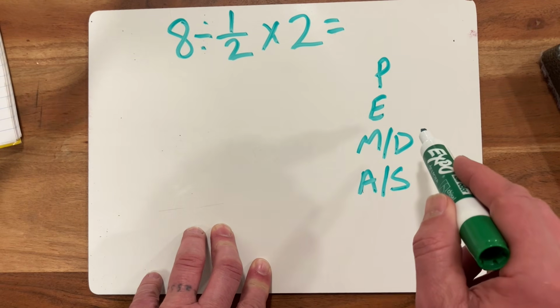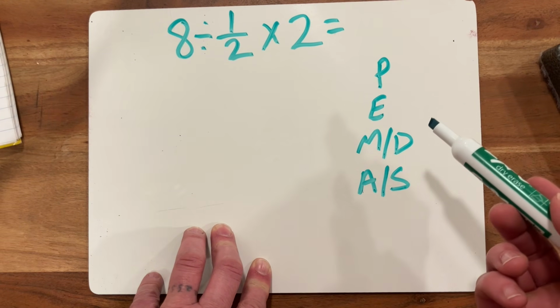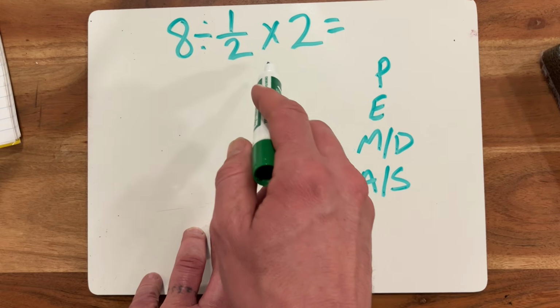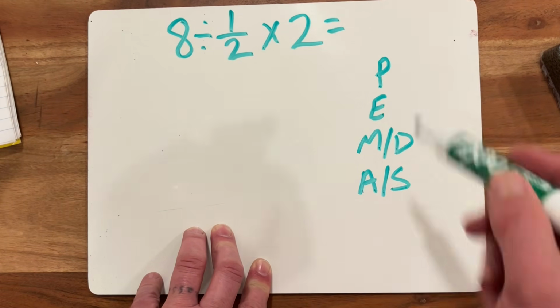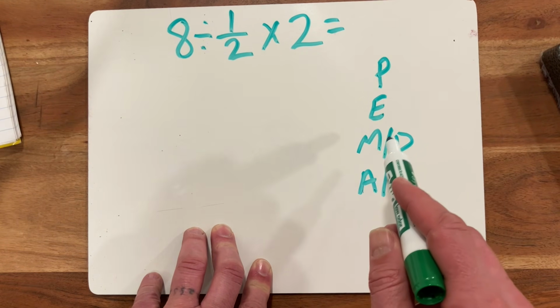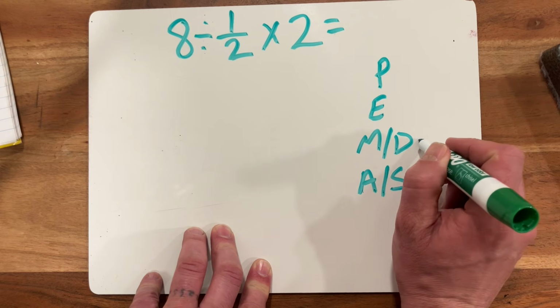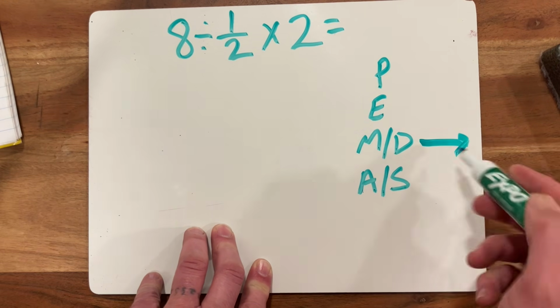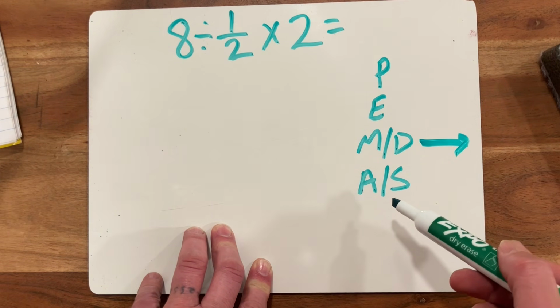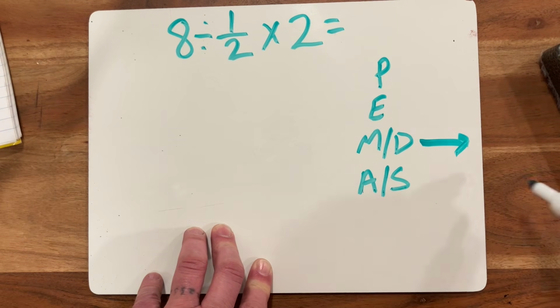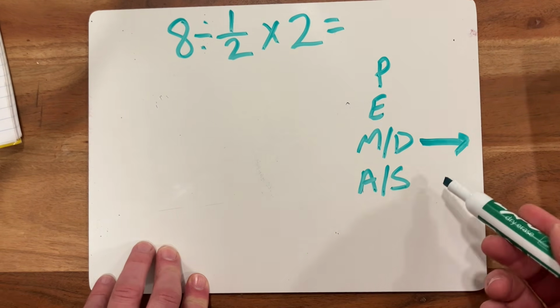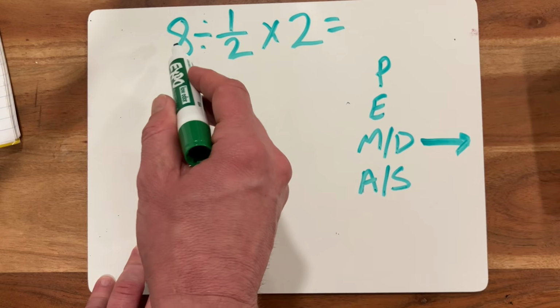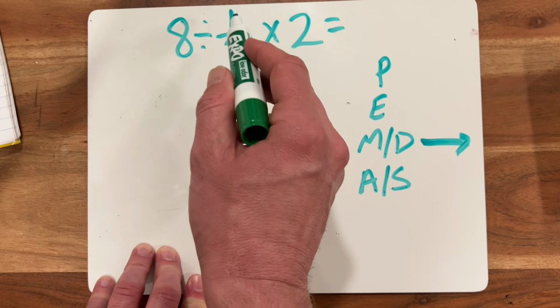The multiplication and division have equal priority, but that doesn't mean we can do whichever one first. They have equal priority, but we have to start from the left and go to the right. This would be the same thing if there's adding and subtracting. You must start on the left side, move to the right side. So now we're going to start with a division here on the left side, 8 divided by 1/2.